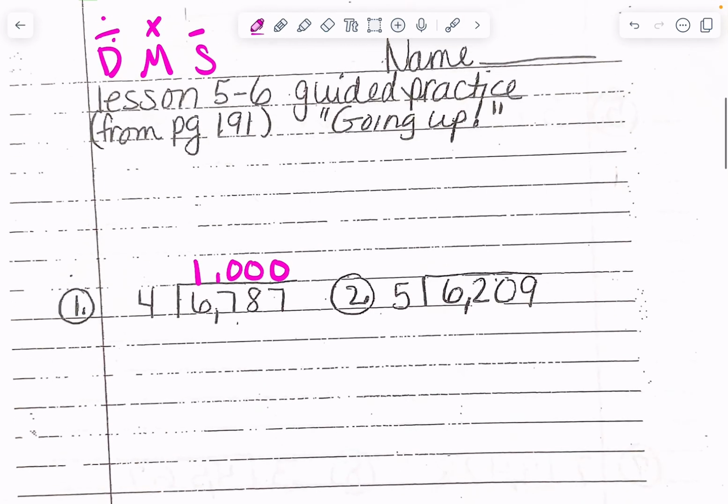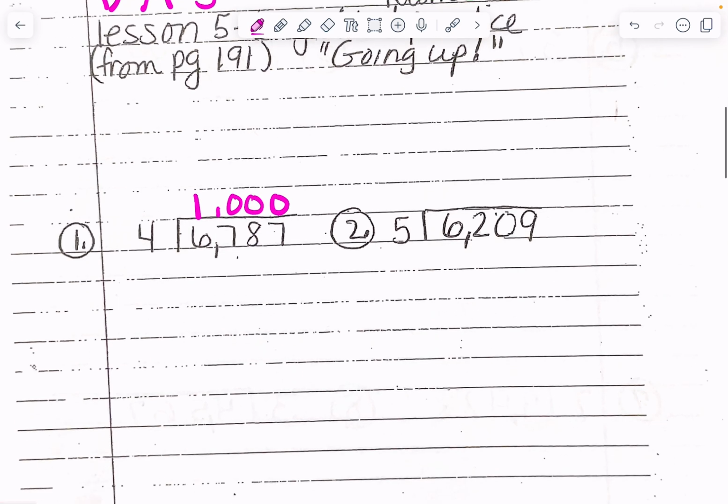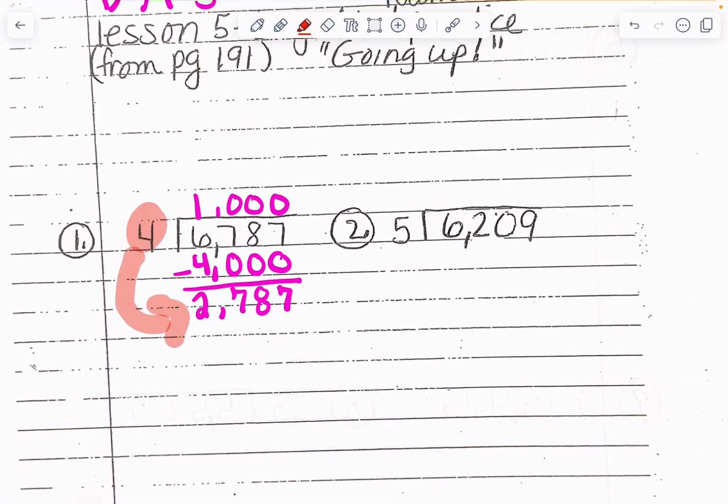Now, I just did the divide step. Now I need to do the multiply step. So the top times the side equals the bottom. 1,000 times 4 equals 4,000. I subtract now. That's my next step. 7, 8, 7, comma, and our 2. So we have 2,787.